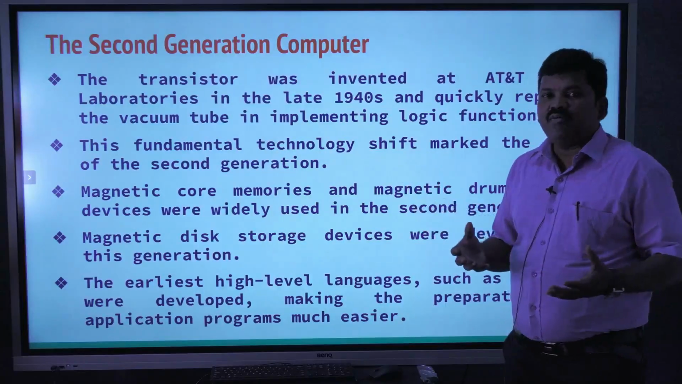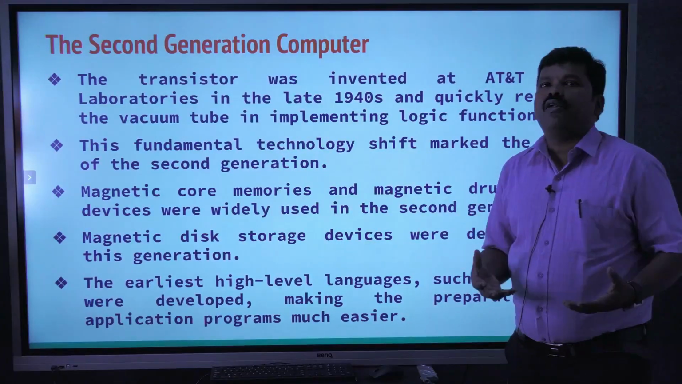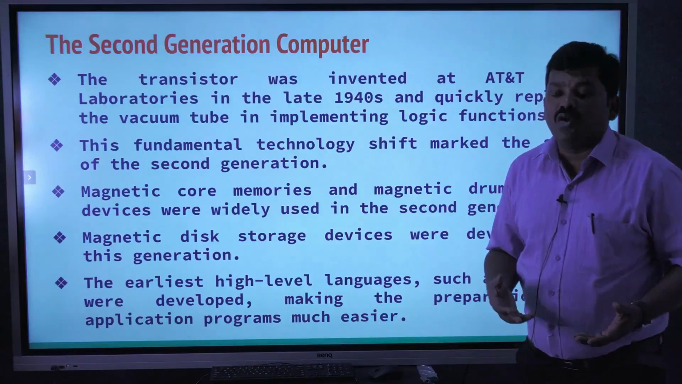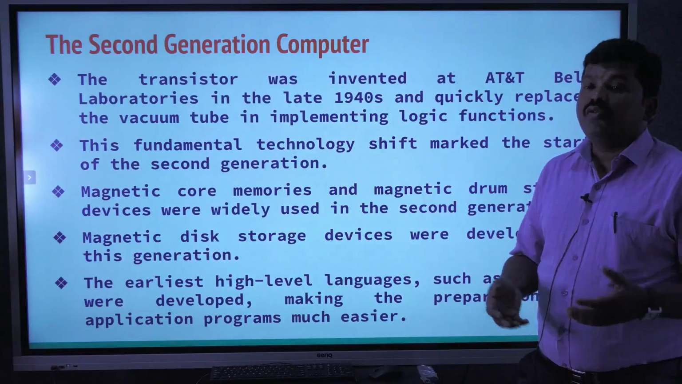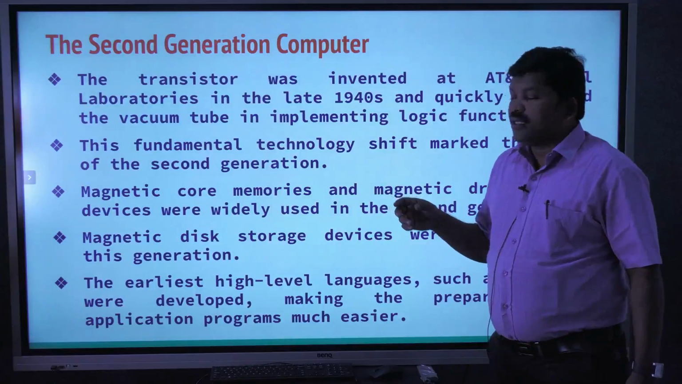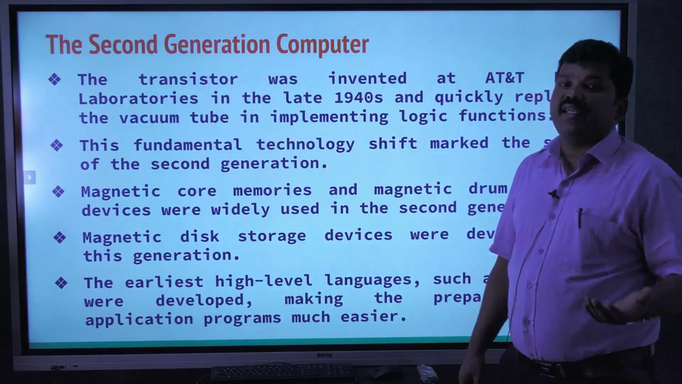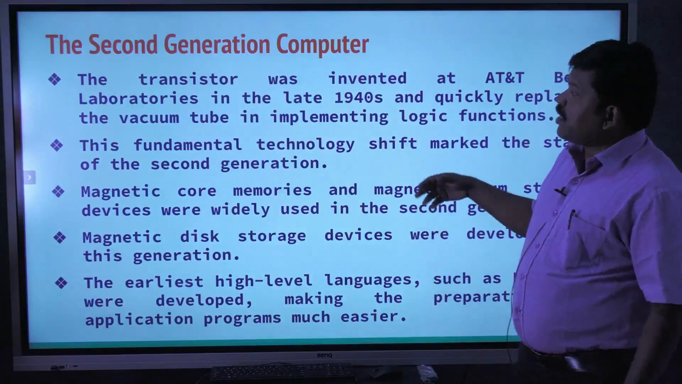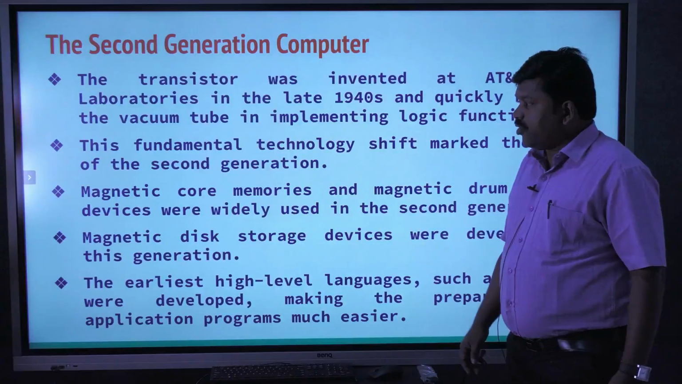Because of the size reduction, the second generation computers do the same kind of operations faster compared to the vacuum tubes, also with the reduced size. Another advantage is that, compared to the vacuum tubes, the transistor does not produce much heat and noise. So that is a second advantage of the second generation computers.